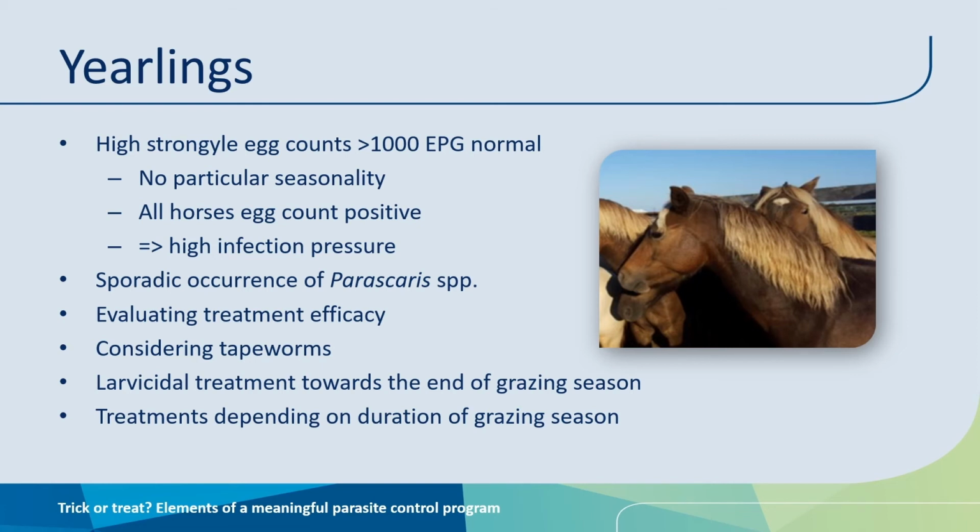Larvicidal treatments, i.e. treatments with efficacy against encysted cyathostomin larvae, are recommended for this age group. Again, in the autumn, about the end of the grazing season, going into the winter. But the seasonality and timing of when we should treat these yearlings will really be dictated by the climatic patterns and hence the pasture infectivity patterns that I talked about in a previous slide.